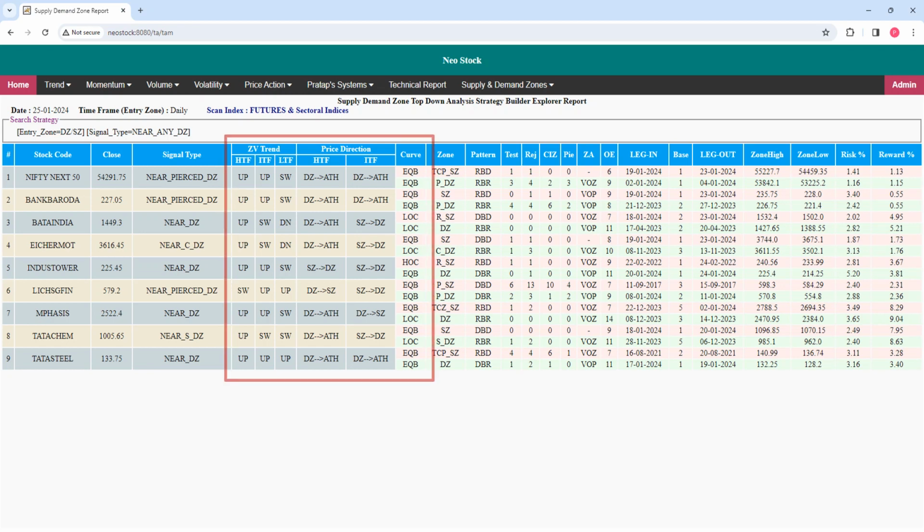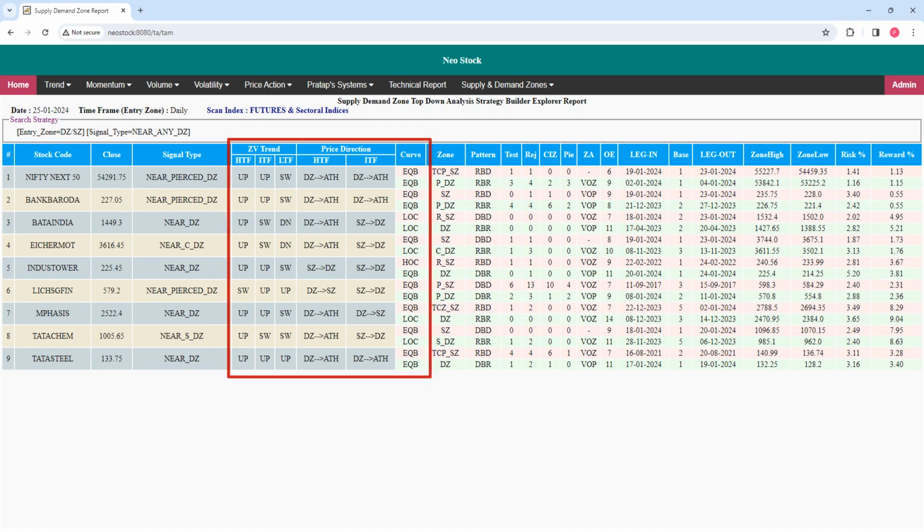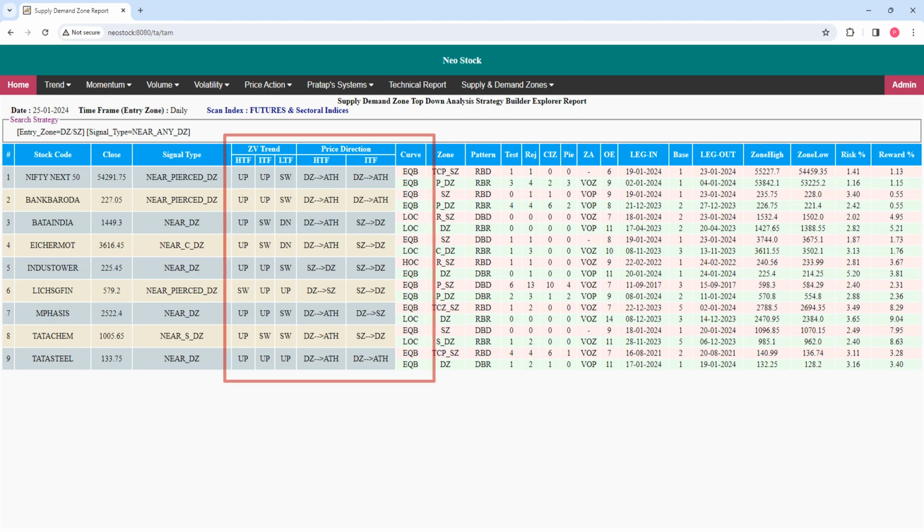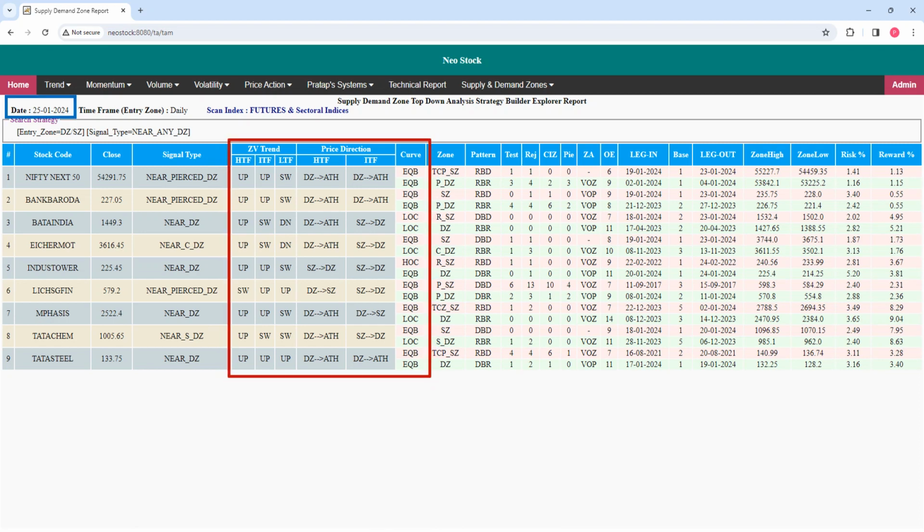Now you may ask a question, where is the date? Because each stock is having the date. In all these stocks, the date is the same. So that is the reason why I moved the date to this location. Here, in this header, below the supply demand zone top-down analysis strategy builder explorer report, I added the date.